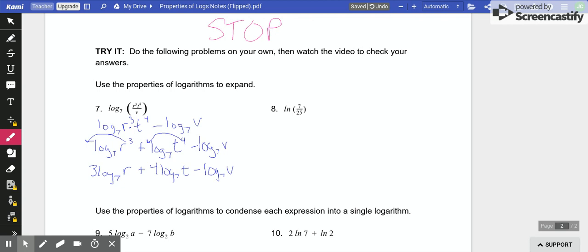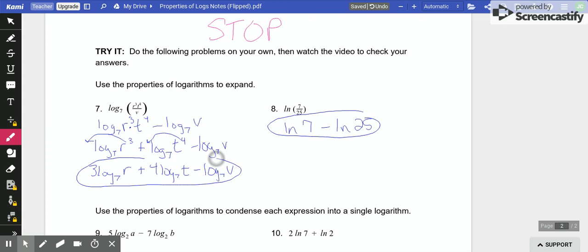For number 8, we're going to pull this apart. It's division, so I'm going to make it into subtraction. So we have natural log of 7 minus natural log of 25. This answer is completely fine. Okay, this is our final solution here.